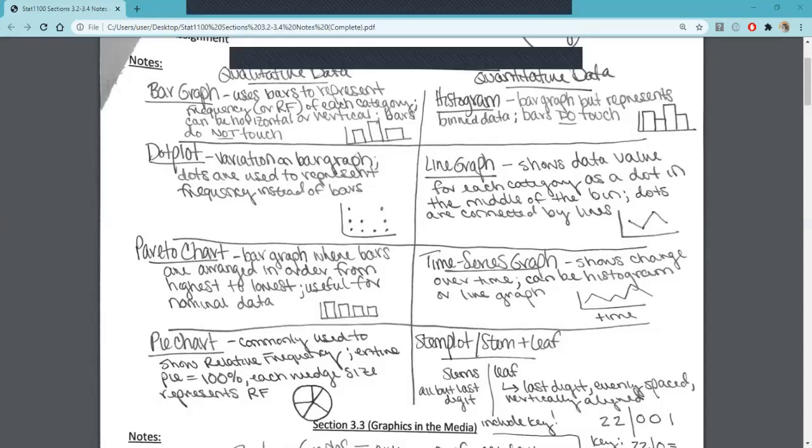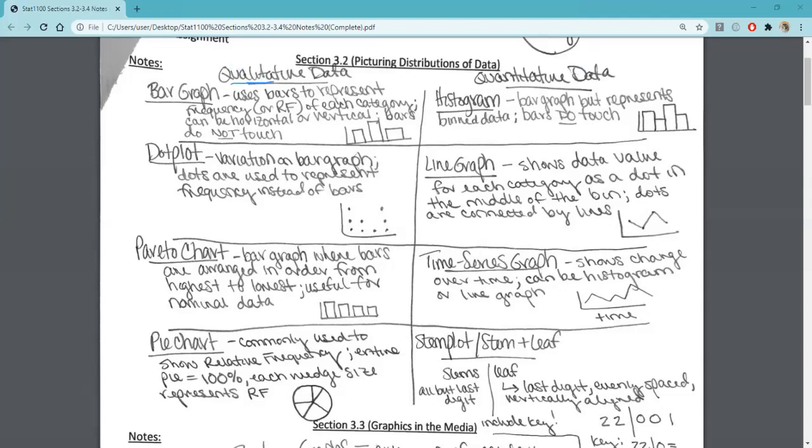The bar graph you've seen before. Here we're using bars to represent the frequency or the relative frequency of each category. And it could be done horizontal or vertical. The most important thing is, since we're working with qualitative data, our bars are separate categories here, so they do not touch at all. If we were talking colors, for example, we could have red, blue, green, but there is no connection between those categories.